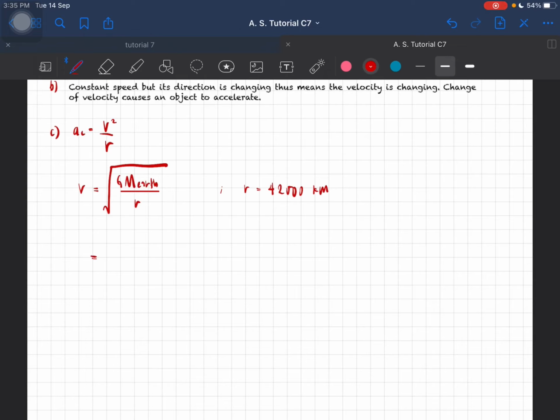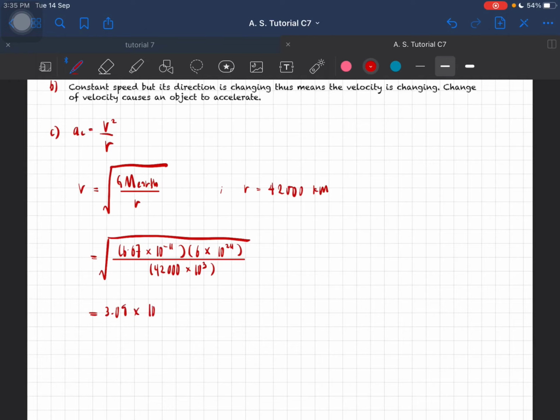So G is 6.67 times 10 to the power of negative 11. Mass of the Earth is 6.0 times 10 to the power of 24, over 42,000 kilometers, square root, and then you'll get the orbital speed to be equal to 3.09 times 10 to the power of 3 meters per second.